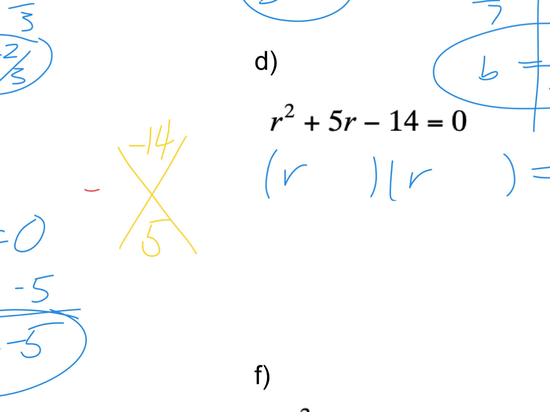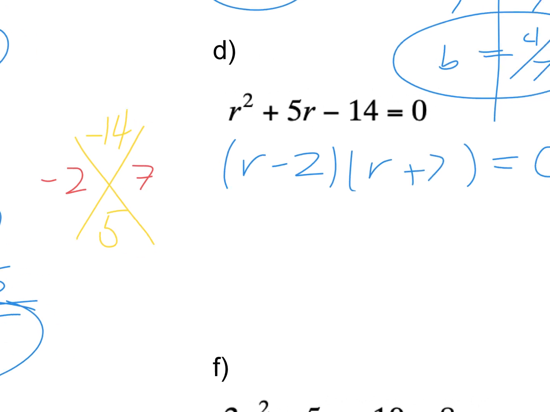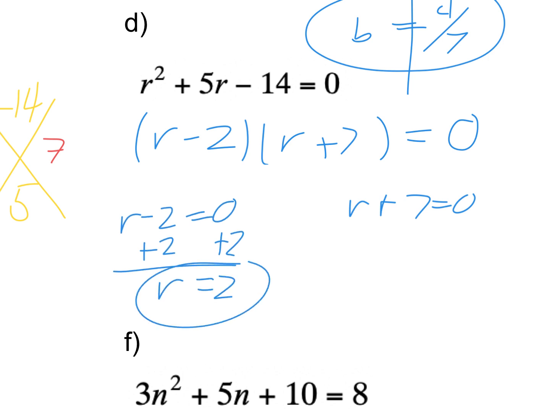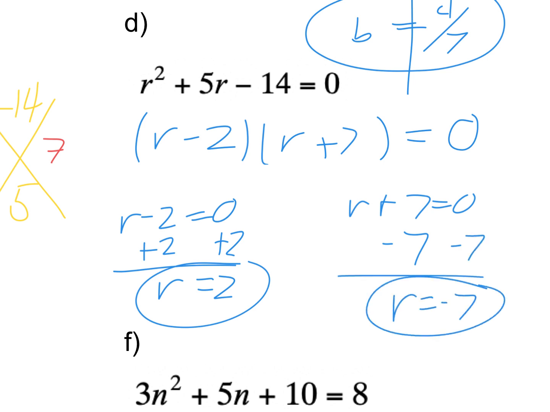So one has to be negative since our product is negative. I believe we are going to want 2 and 7. There aren't many factors to choose from for 14, but -2 and 7 should give us our product sum factors. So I have r minus 2 and r plus 7. If I solve these separately, r minus 2 equals 0, r plus 7 equals 0. We will have r equal to +2 for one of them, and r equal to -7 for the other one.